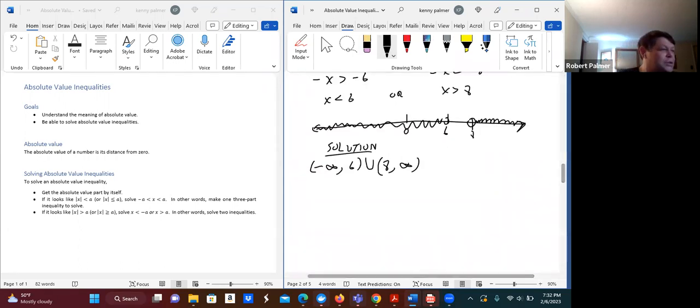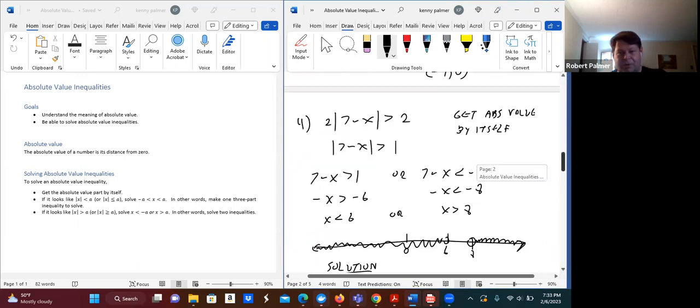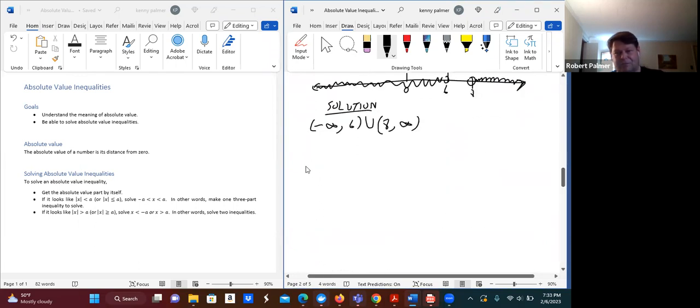Okay. Let's quickly take a look at a couple more unusual cases you might run into. Okay, so what number should be number 5? Okay, 5. What if we had this? The absolute value of x plus 2 is greater than 0.